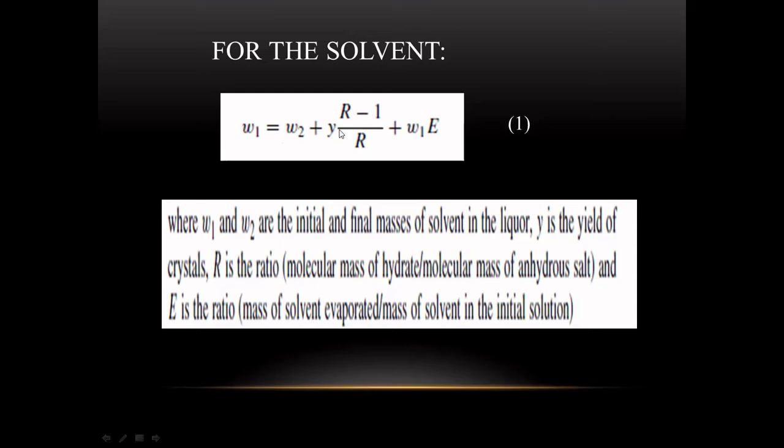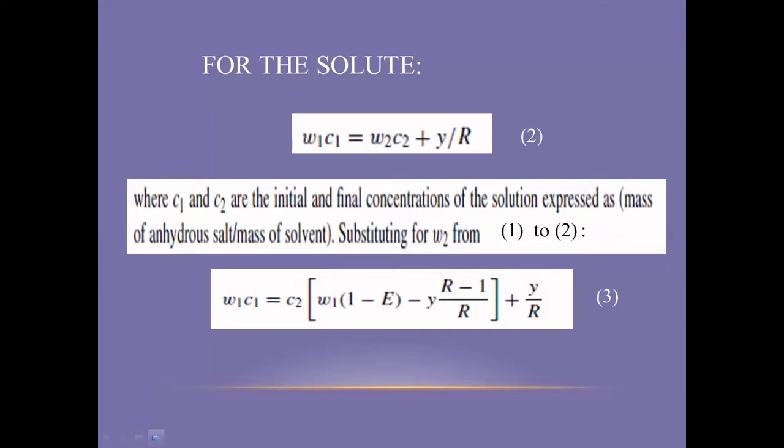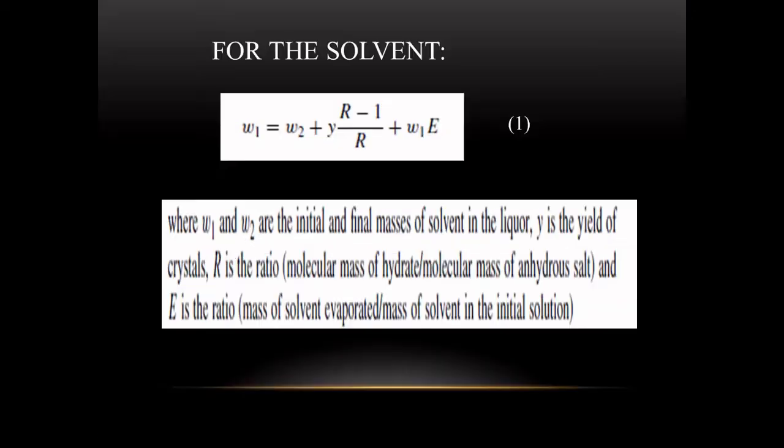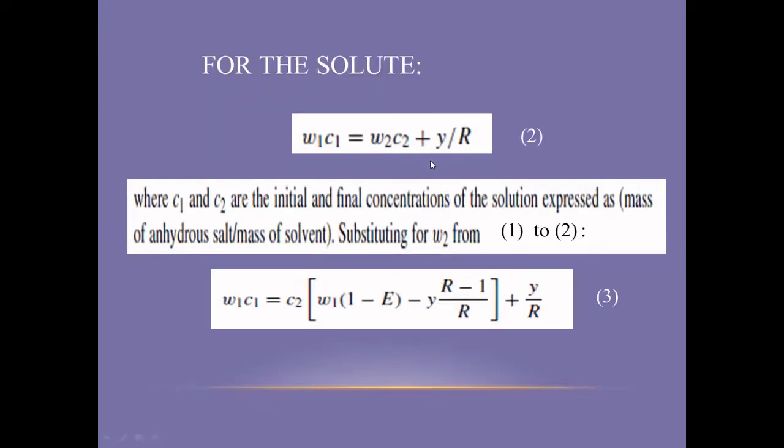That way Y can be solved. With all of those things defined, we need also another material balance. If we did solvent balance here, we can do solute balance as well. So when we use solute balance, this is where concentrations come in. Your C sub 1 and C sub 2 are the initial and final concentrations of your solution. Take note that if you use this particular formula, these should be the units of concentration.